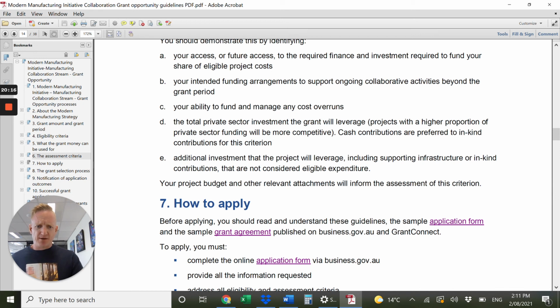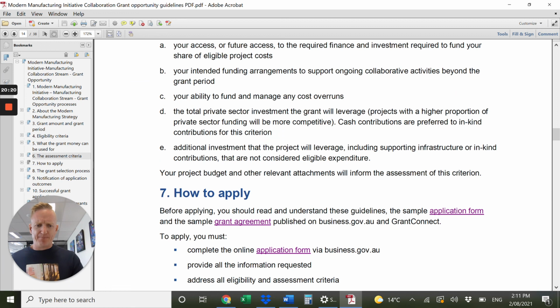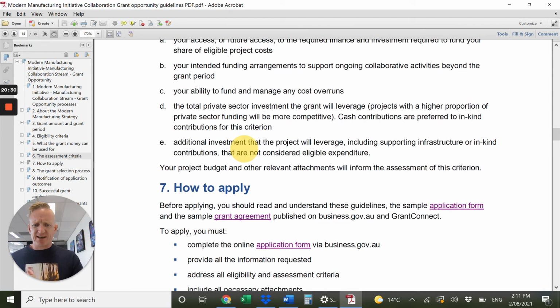And then obviously the in-kind will continue on and benefit this project and Australia going forward. Additional investment that the project will leverage includes support infrastructure or in kind. So any other organisations that are not included in this might be included as well, if others are going to benefit from this. And then anything else that is not eligible expenditure, go and detail what that is. Look through the ineligible expenditure to say, hey, you're still spending extra money on this.